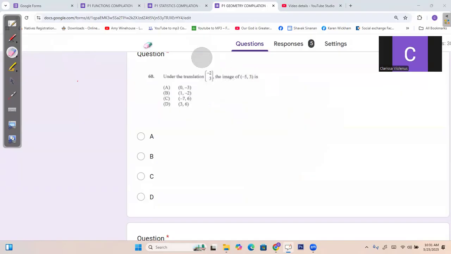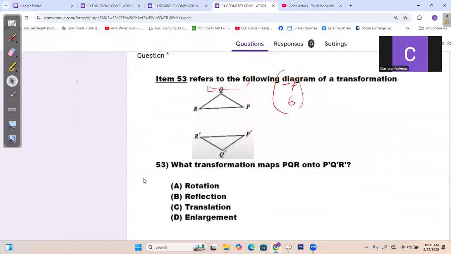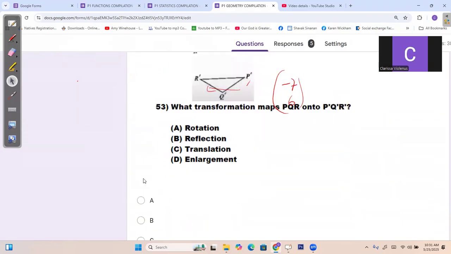The image of this. So that means we just have to move this based on that. So this is going to become -7, and this will become 6 because you're adding it, right? So -7, 6. So that would be C. What kind of transformation is this? This is obviously a reflection, B.